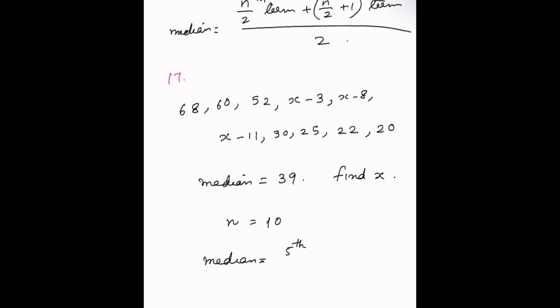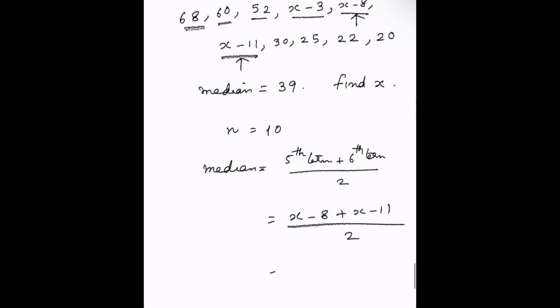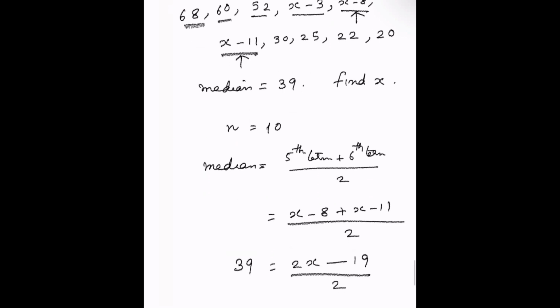n by 2 means fifth term plus sixth term divided by 2. So fifth term and sixth term you need to pick up. Which is the fifth term? This is 1, 2, 3, 4, 5. This is fifth term and this is sixth term. So x minus 8 plus x minus 11 divided by 2, which is 2x minus 19 divided by 2. This is 39.